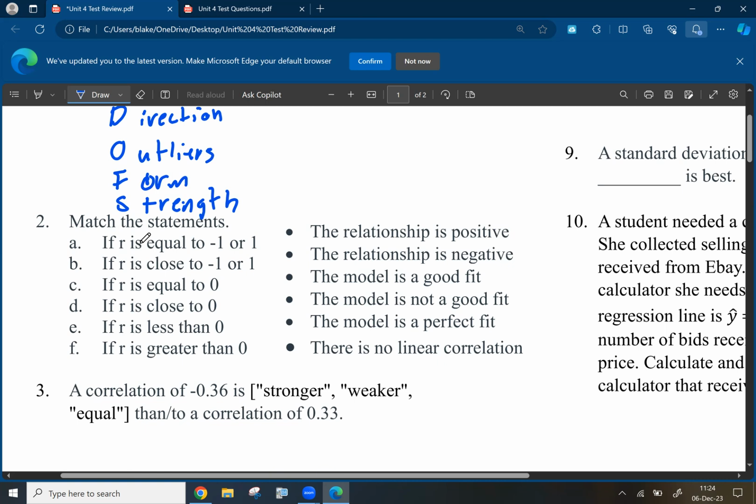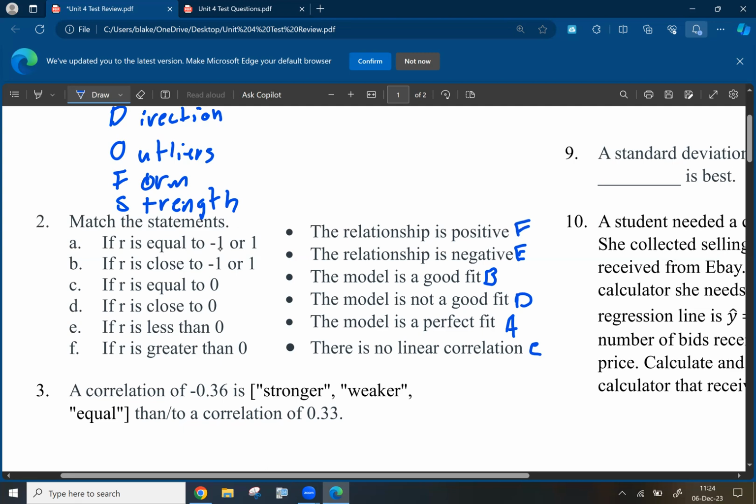All right, match a statement. So if r is equal to 1 or -1, it is a perfect fit. So that would be matched to A. If it's close to -1 or 1, then it is a good fit. That would be B. If r is equal to 0, then it's no correlation. That would be C. If it's close to 0, then it's not a good fit. If it's less than 0, it is negative. And if it's greater than 0, it is positive.